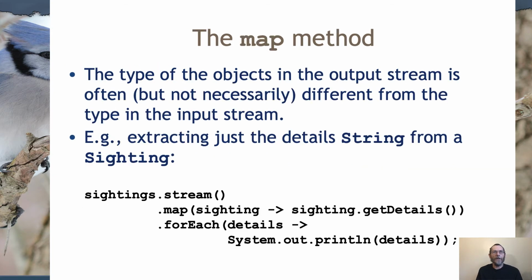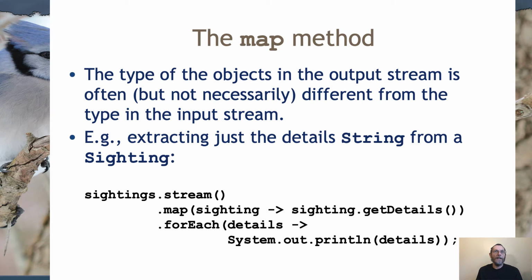Let's look at the map method, the map operation, in a little bit more detail. So suppose we want to get hold of the details string for all of the citings within the collection. We are in essence mapping a citing object to a string object. So once again, we ask the array list to give us a stream of all the citing objects, and then we map from citing to the details string.